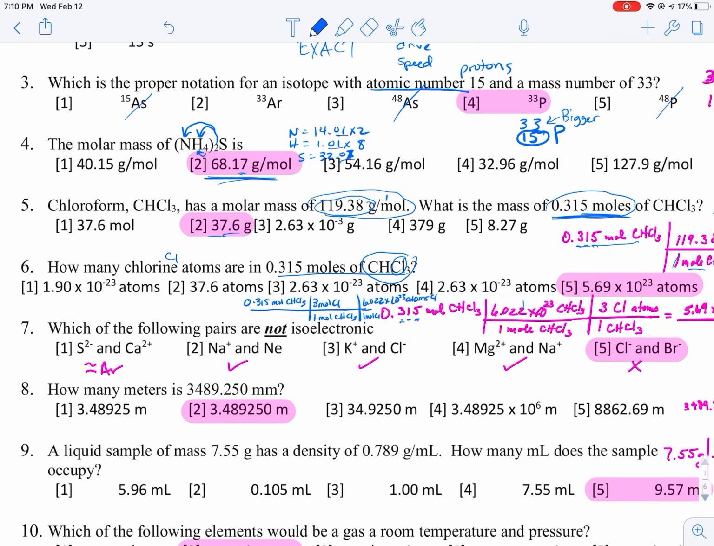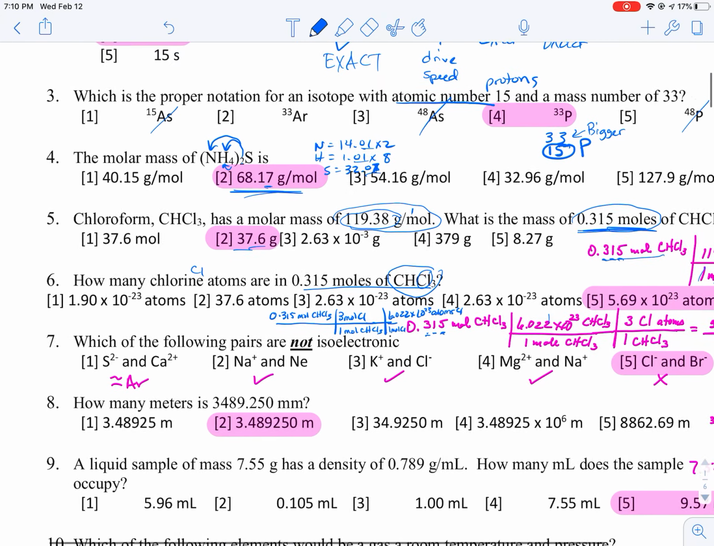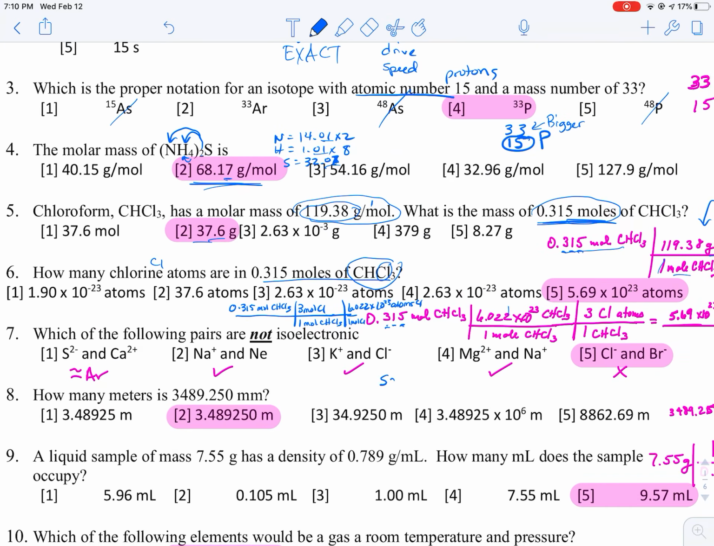So isoelectric means, on the periodic chart, or just when you're looking, that it has the same number of electrons. That's what isoelectric means. And this one wants to know what is not isoelectric. So we're looking for things that don't have the same number of electrons. So you want to grab your chart. If you go to calcium, and if you know how to do this, moving backwards on the chart is totally fine, or moving forwards. But calcium normally has 20.